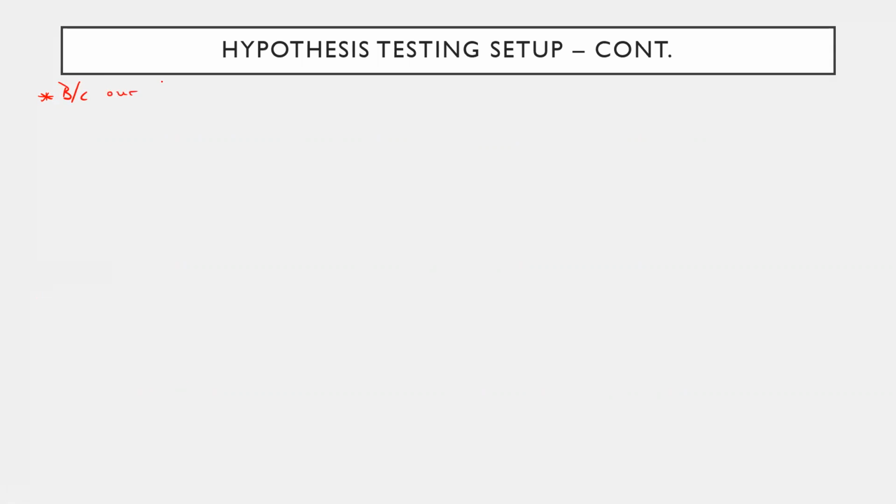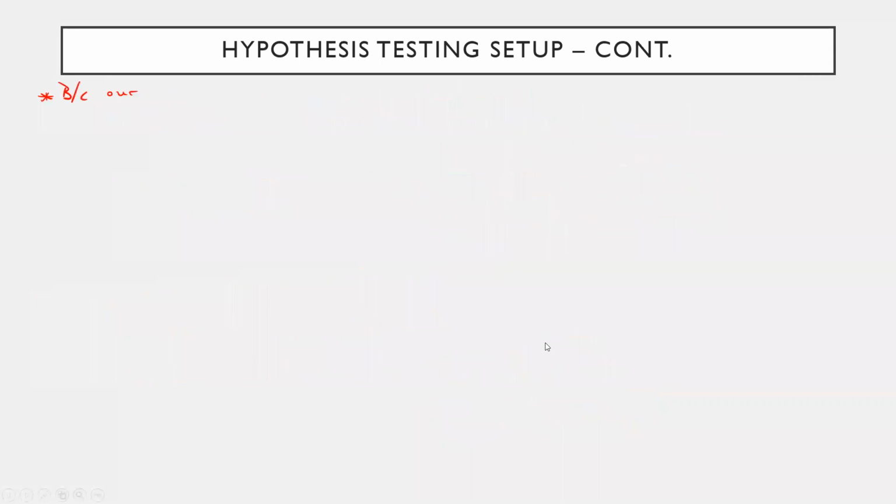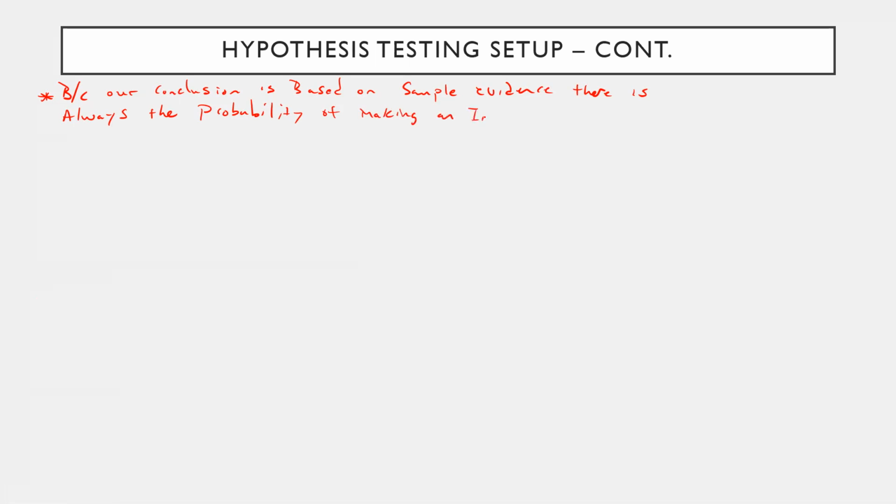If you look back here, our testing is done by using sample data. So because our conclusion is based on sample evidence, there is always the possibility, I'm going to say probability instead, actually, probability of making an incorrect conclusion. And what do I mean by an incorrect conclusion?